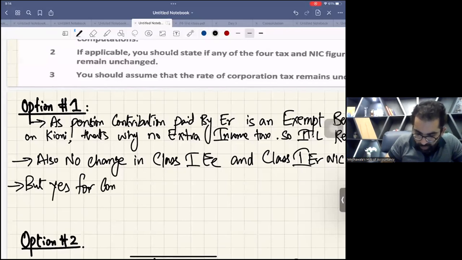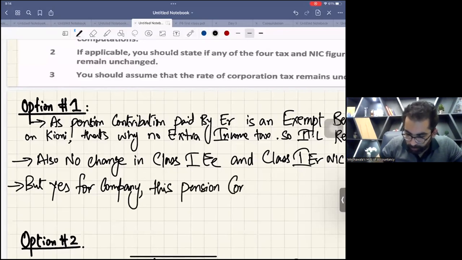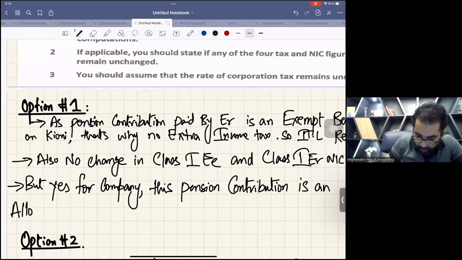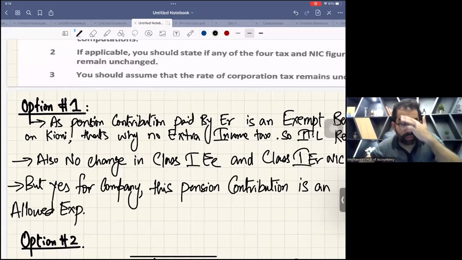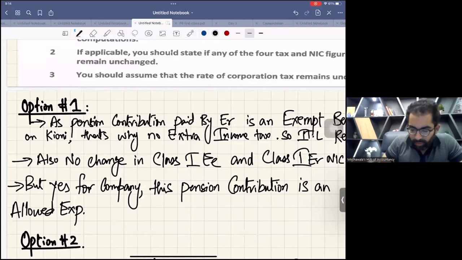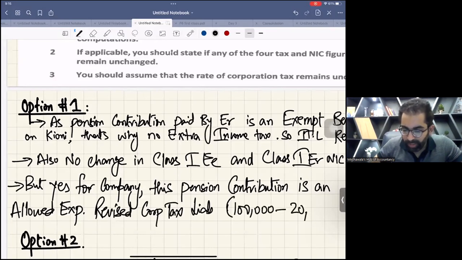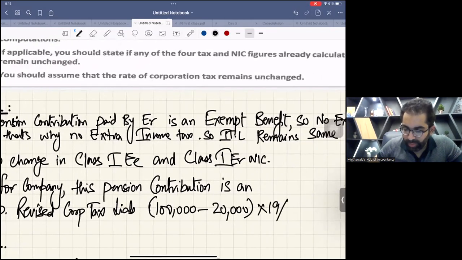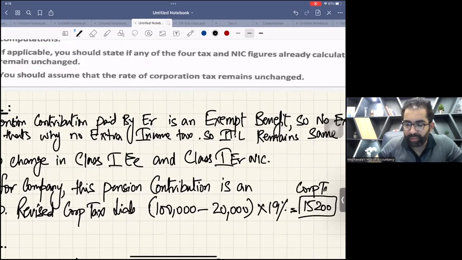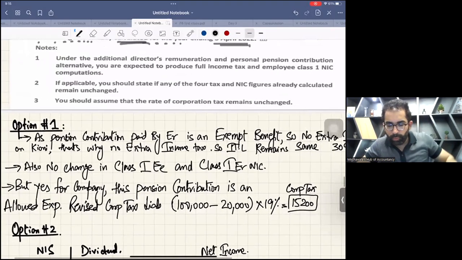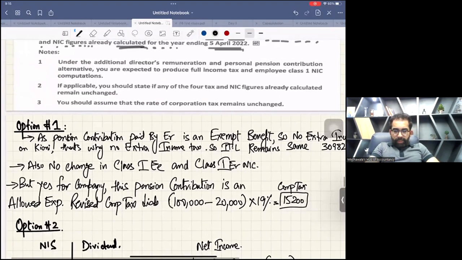For the company, this pension contribution is an allowed expense. So the revised corporation tax liability will be: 100,000 was the existing profit, minus the new allowed expense, times 19%. Can anybody tell me the amount? 15,200. Yes, this is your revised corporation tax. You just did the first package. It's done. The first package is done.